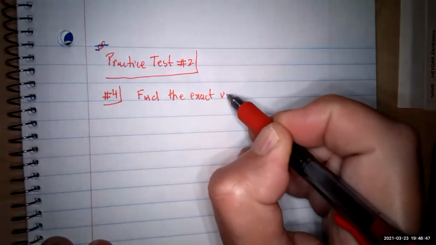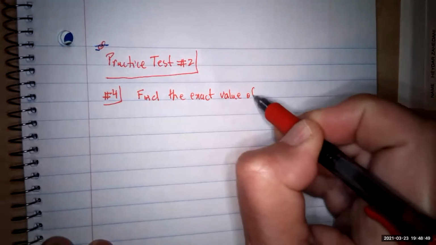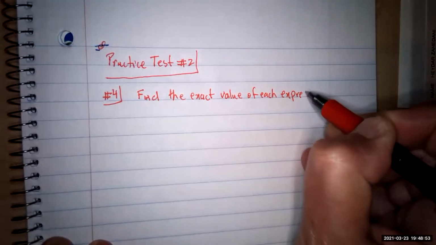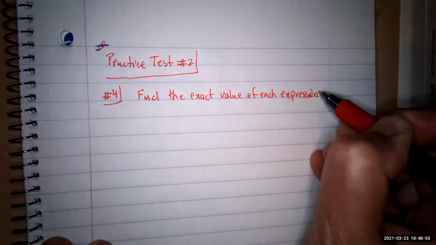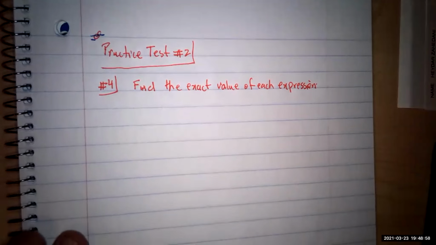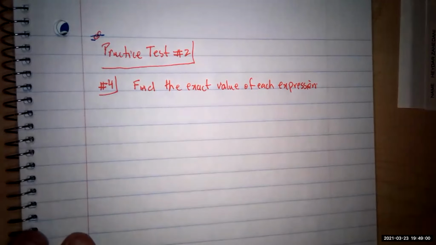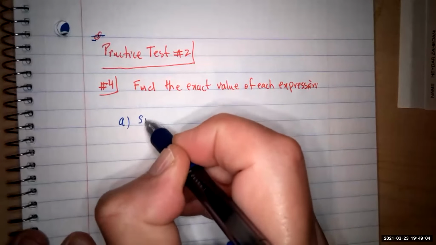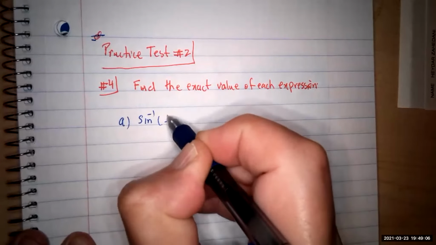Find the exact value of each expression. So this means you are not going to use your calculator, remember. You can use the table, but not the calculator. Okay, there you are. The first one: we want to find the sine inverse of radical 2 over 2.